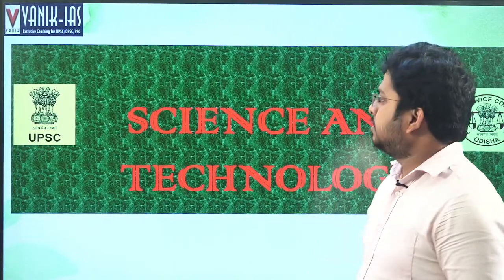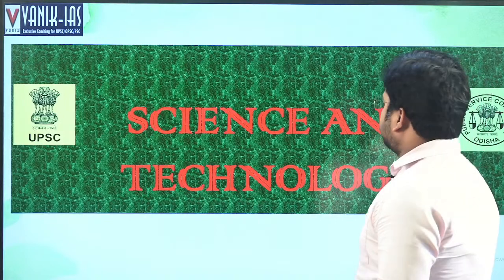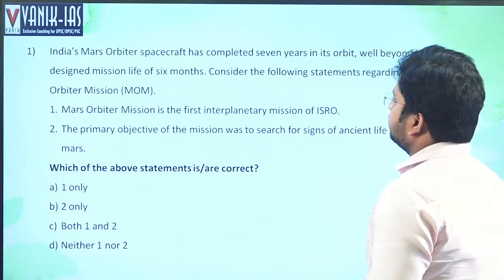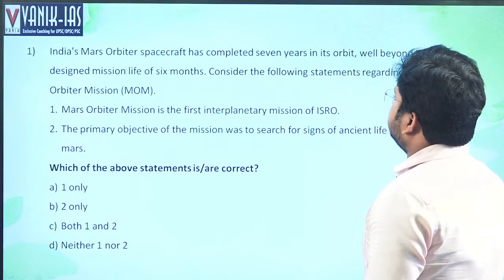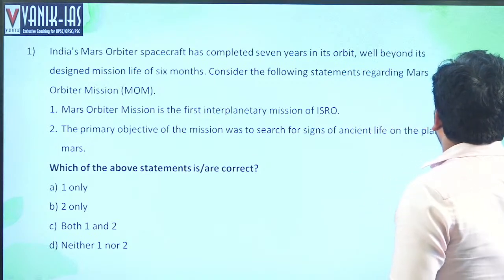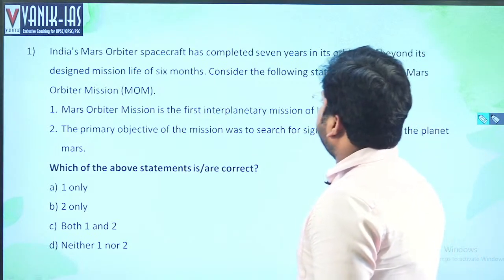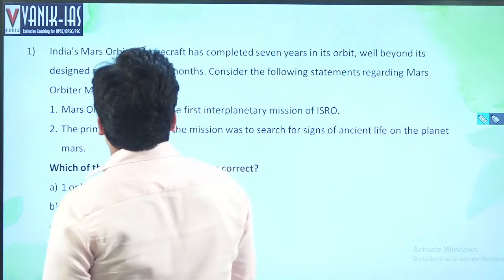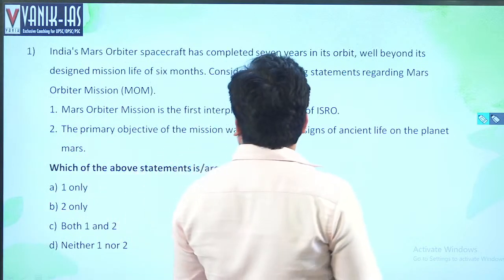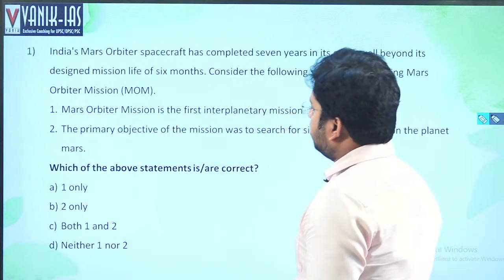We will discuss MCQs of science and technology. India's Mars orbiter mission has completed 7 years in its orbit, well beyond its designed mission life of 6 months. Consider the following statements with respect to the Mars orbiter mission.